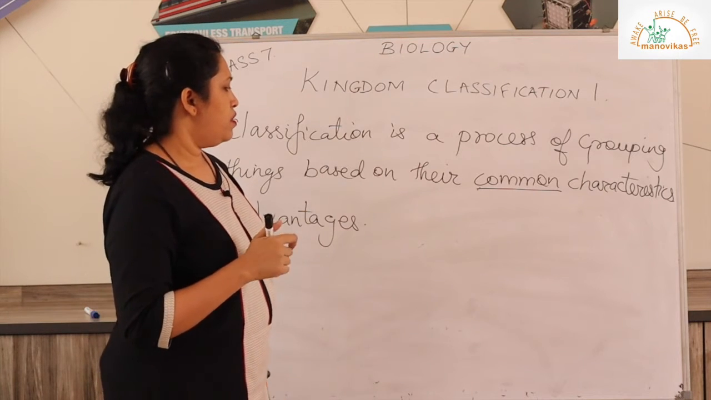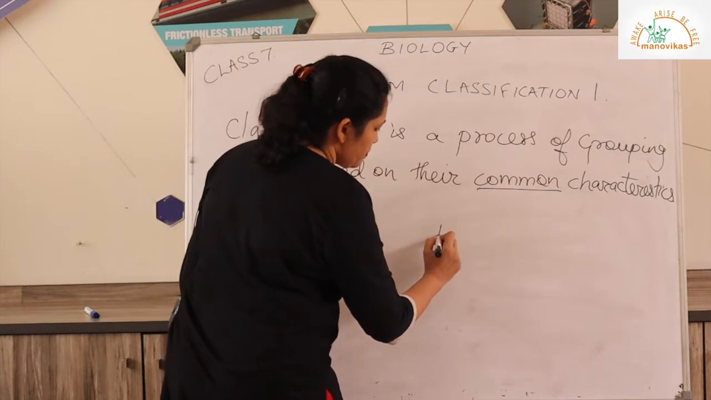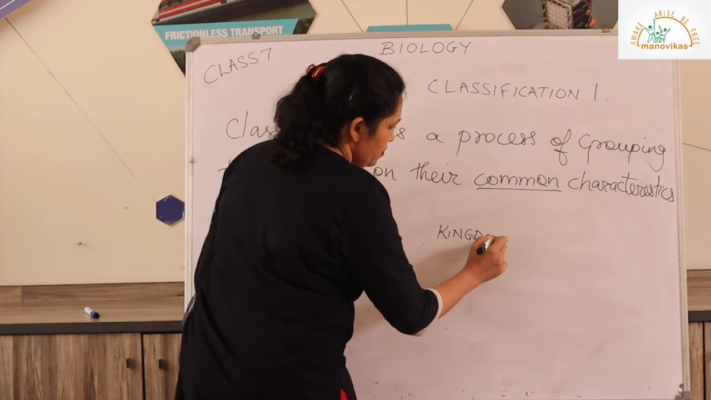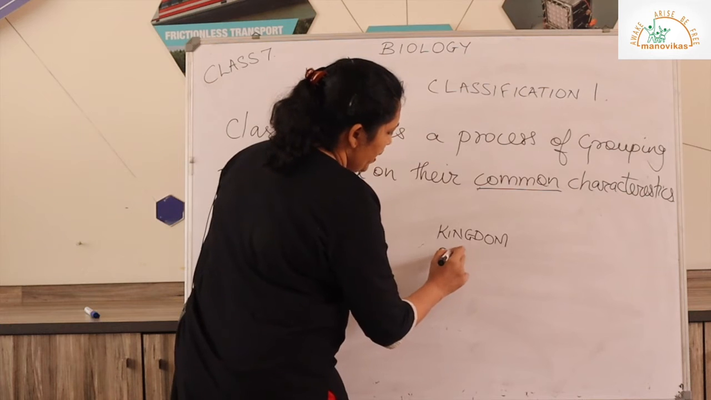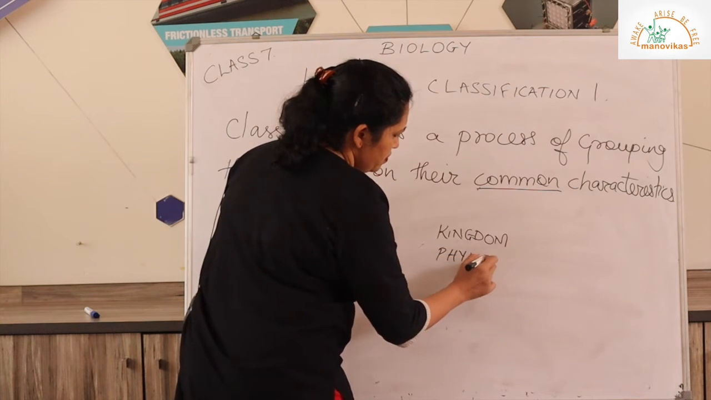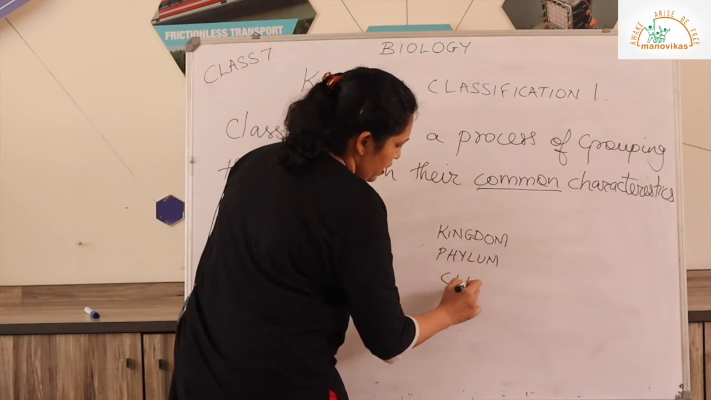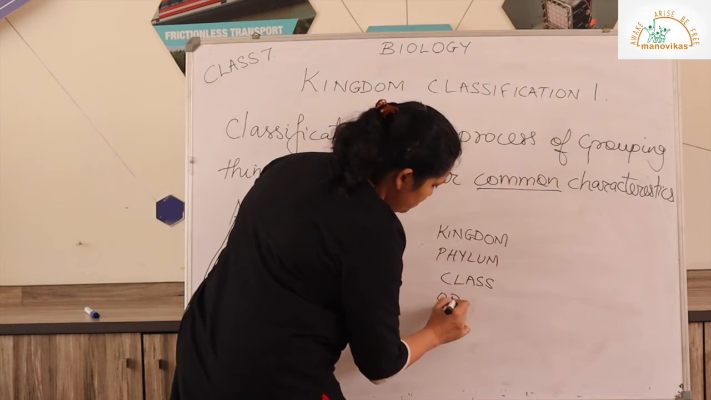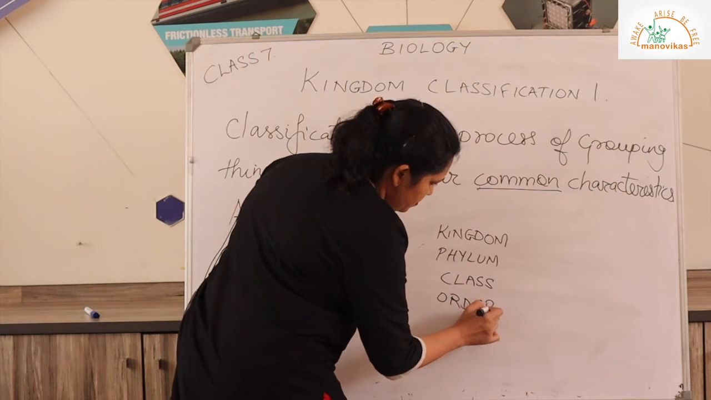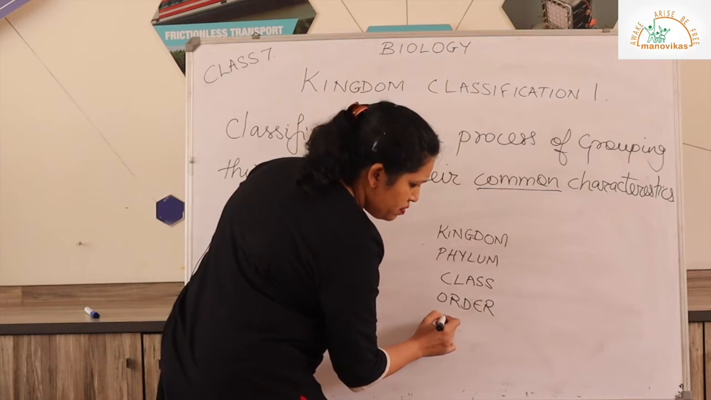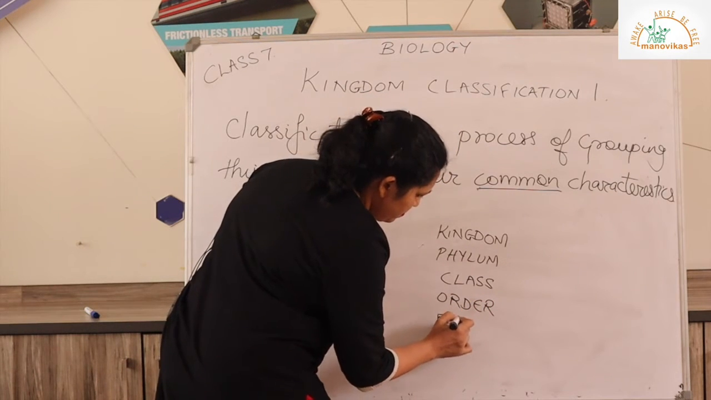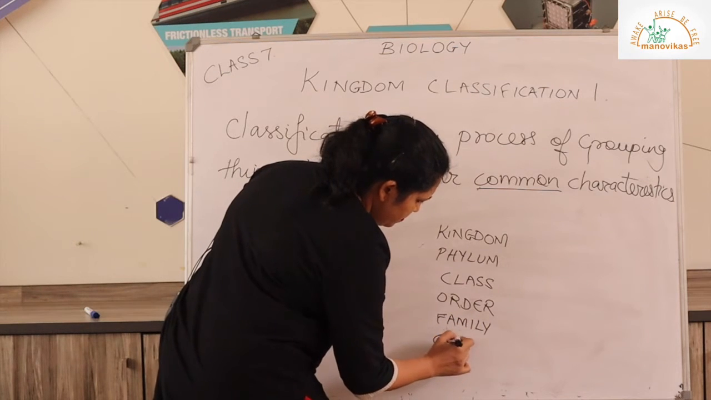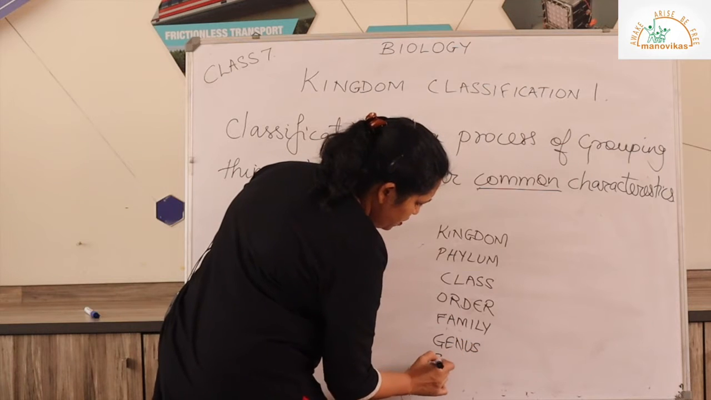Like first is kingdom, then comes phylum, then comes class, then order, then family, genus and species.